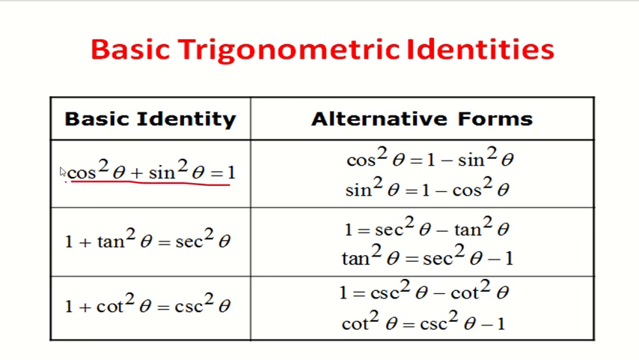Okay, so basically you have to remember these three identities, and however you want to apply them, you can rearrange the identity and apply it. So cos squared theta plus sin squared theta equals 1. Same way, 1 plus tan squared theta equals what? Secant squared theta. Then 1 plus cot squared theta equals cosecant squared theta.